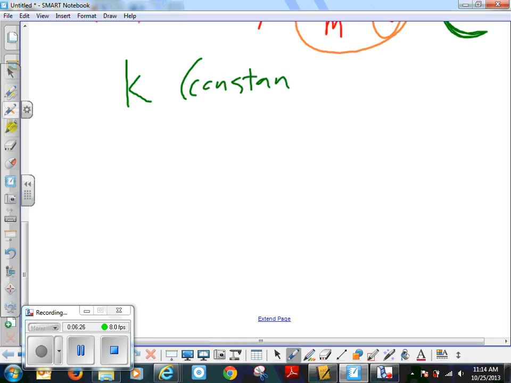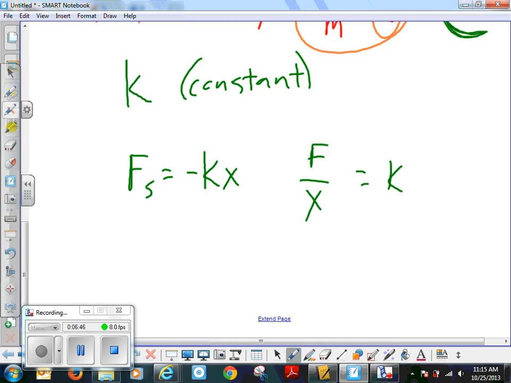Okay? So if you look at a formula that has the force of a spring in it, here's our formula: the force of a spring is negative kx. And if you solve for k, you would see that it's force divided by displacement, which is what we've been talking about. Do you agree?